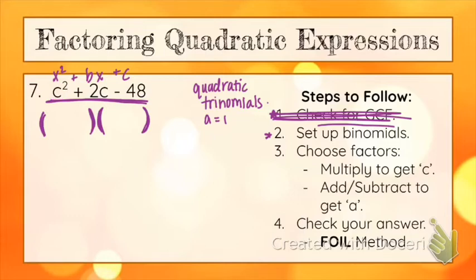And then a equals 1 means that there's no coefficient here, because it's just equal to 1. It has to satisfy all of these to use this method. So we want to separate this into 2 binomials, and each of them is going to start with a c, because that's the variable. So we've set up our binomials. That's all we have to do for that.